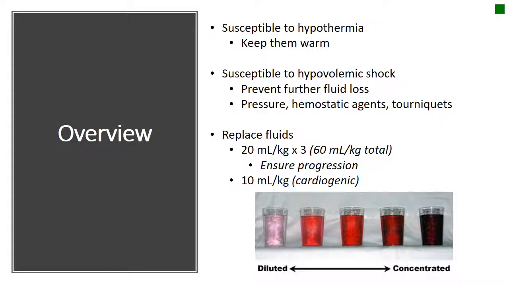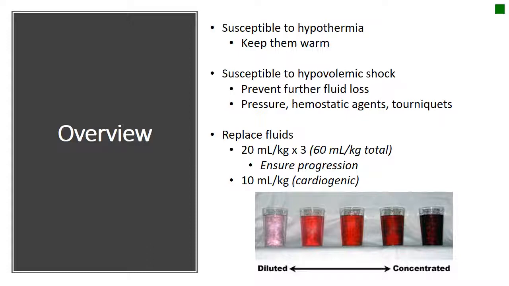As an overview and review, those kids are extremely susceptible to hypothermia, so I cannot iterate enough how important it is to keep them warm. Cover them up in multiple blankets, turn the heat on in the back of the ambulance, prevent that heat loss. That's pertinent to all shock patients, but most especially the pediatric populations. They're going to be susceptible to hypovolemic shock. They don't have a lot of systemic volume, so they can easily go into shock.